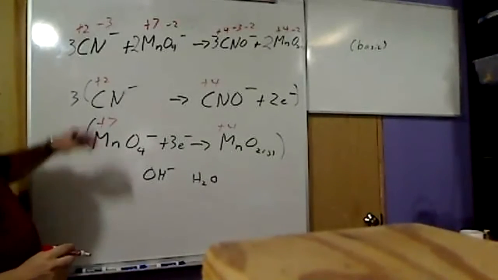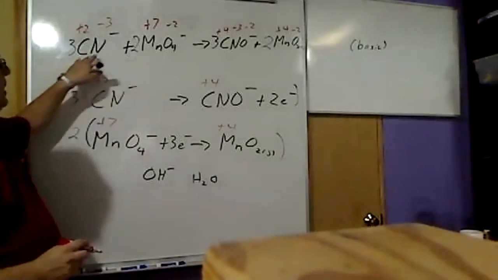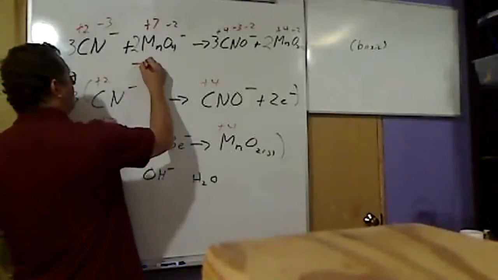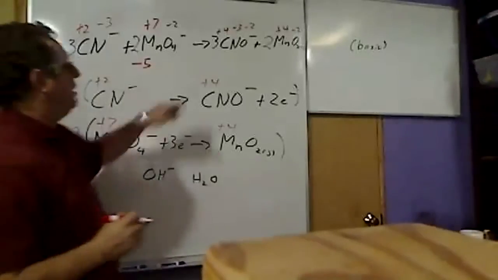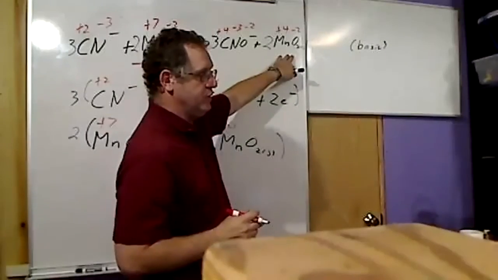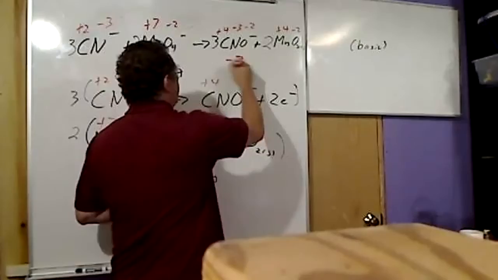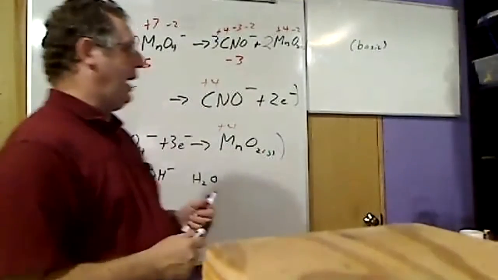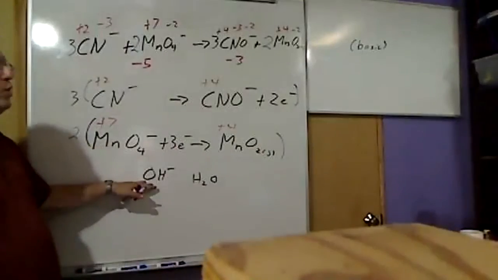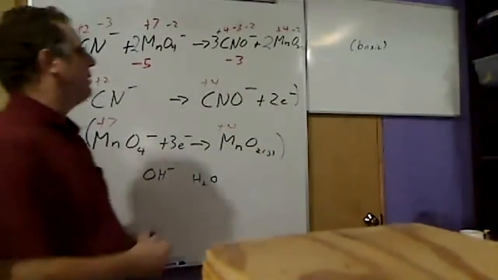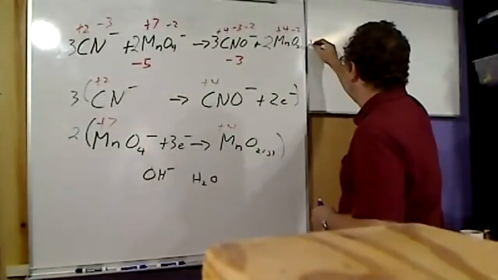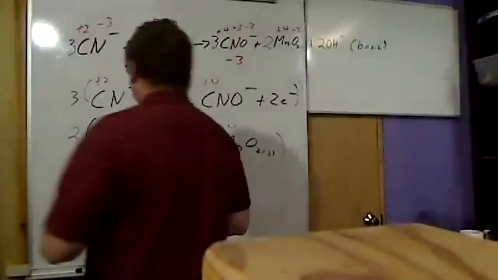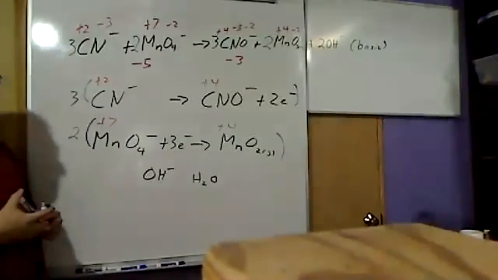All right. So let's look at the charges here. I have 3 negatives and 2 negatives. This gives me a total of -5 over here. Here I have 3 negatives and 2 neutrals. This gives me a -3 over here. So in order to do this, I need to add 2 negative charges to the right side of the equation. So I'm going to put plus 2OH minus. And then you look at that and you go, uh-oh.